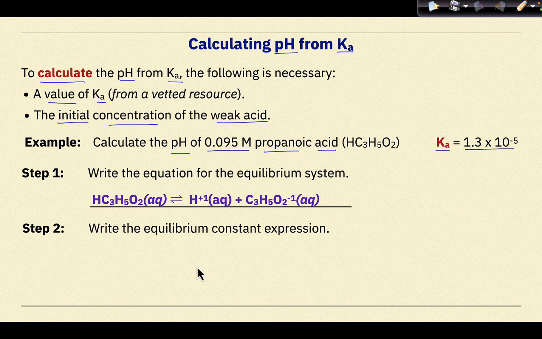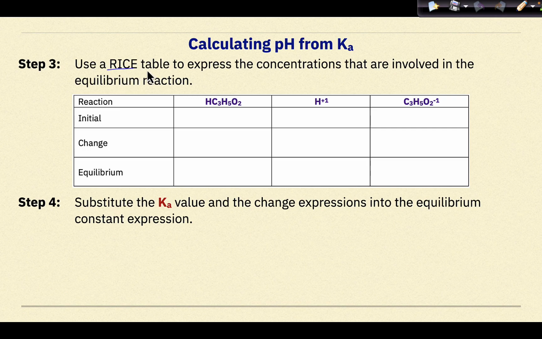Then we're going to write the equilibrium constant expression. Ka is equal to the concentration of H+ times the concentration of C3H5O2- divided by the concentration of our weak acid. The next step is to use a RICE table to express the concentrations that are involved in the equilibrium reaction. So again, here's our setup for our RICE table. Initially, our concentration of propanoic acid is 0.095, and our concentration of hydrogen ions is going to always be 0, and then our propanoate ion is going to also be 0.